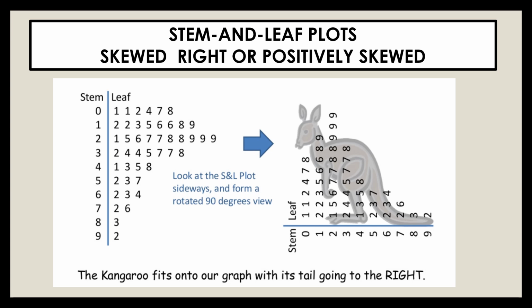They have a little kangaroo there because the stems with the fewer amount of leaves are on the right-hand side. That is where the tail is. You don't have to draw a kangaroo. When the tail's going to the right, it is right skewed or positively skewed.